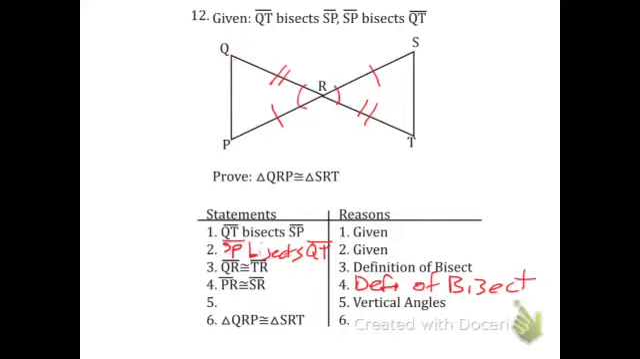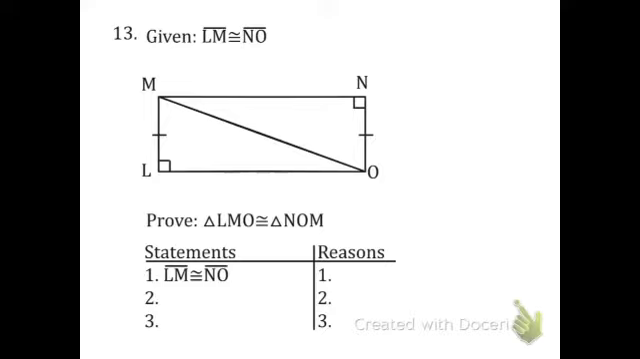These angles are congruent because they're vertical angles. They're opposite angles of two lines that cross. And so we got angle QRP to be congruent with angle SRT. And that leads us to our statement there of side angle side, because we have side angle side. And we'll stop there.